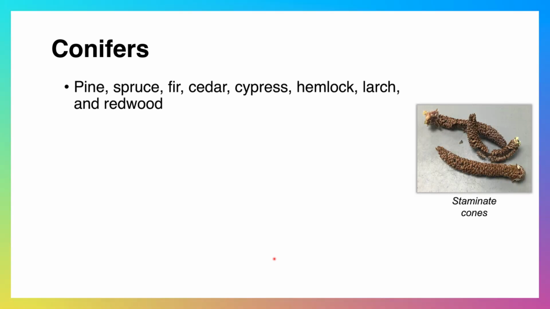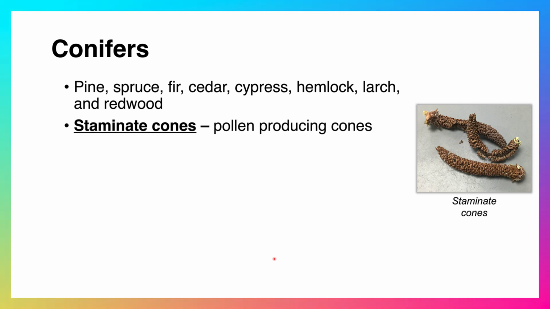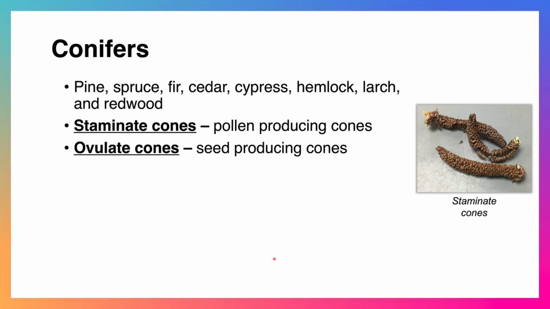Conifers are cone-producing gymnosperms and include an extensive array of trees, including the pine, the spruce, the fir tree, cedar, cypress, hemlock, larch, and redwood. Staminate cones, as you might have guessed, since we've talked about staminate flowers before, are cones that produce pollen, whereas ovulate cones are cones that produce seeds.